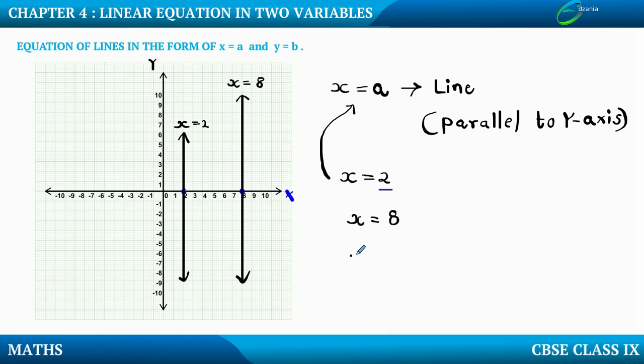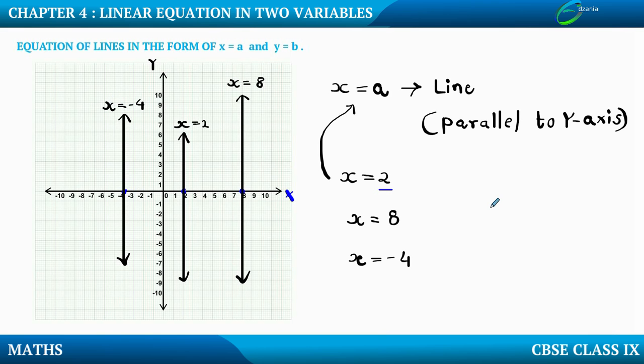Let us change one more line. Say I have x is equal to minus 4. Now identify where does minus 4 lie. Minus 4 lies to the left of 0 on x-axis. So again we can identify minus 4 is over here. We identified the point. Now we need a line parallel to y-axis passing through this point minus 4. So clearly the line will be like this. So we can say x is equal to minus 4.